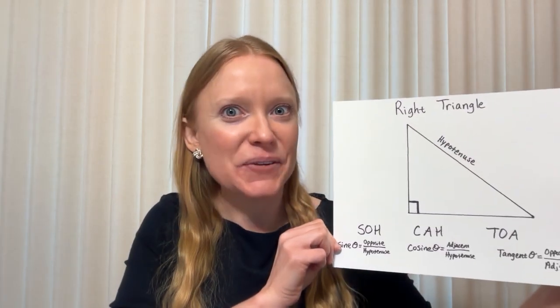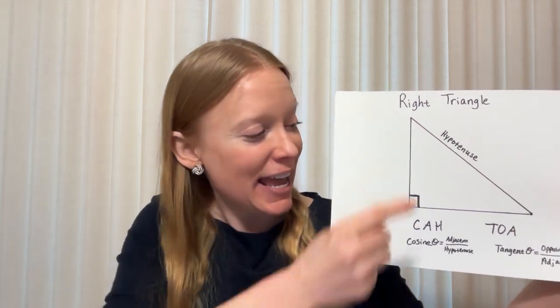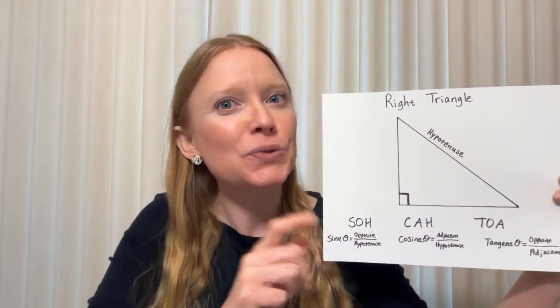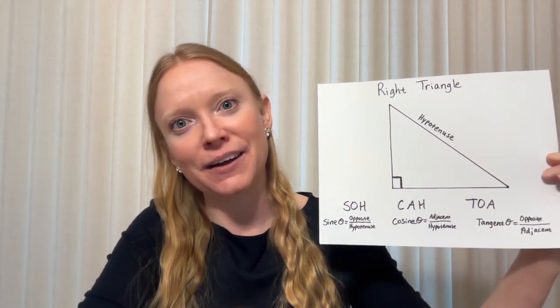Right triangles have three sides and a 90-degree angle inside. Across from it's the hypotenuse. To find trig ratios you will use SOH CAH TOA, SOH CAH TOA.